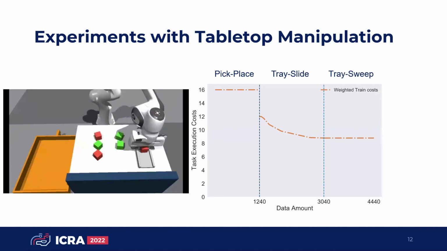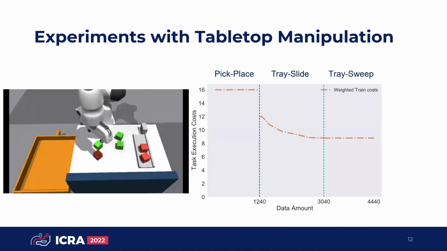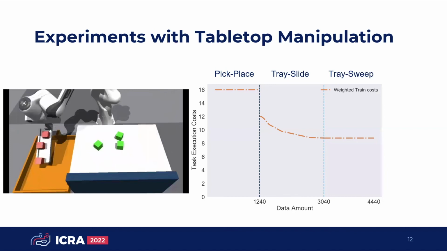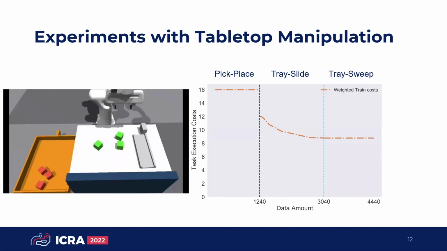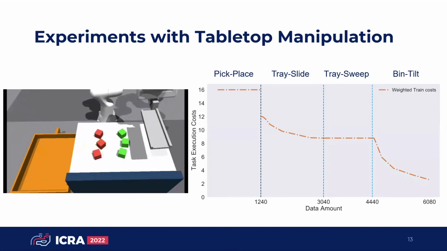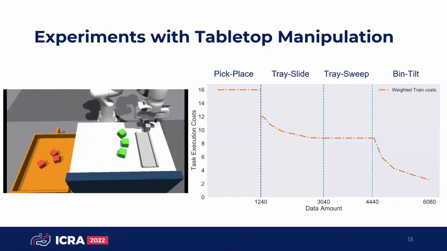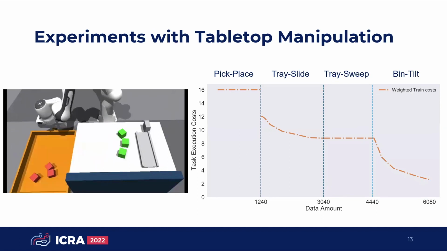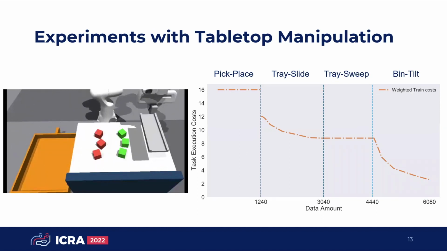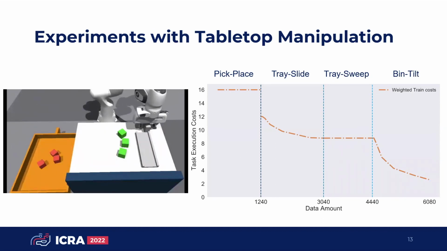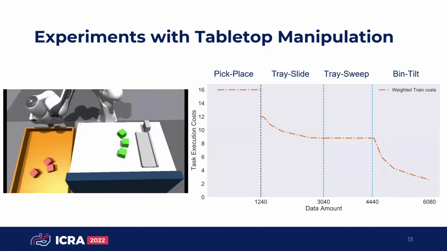We now add the tray sweep skill. However, the skill does not provide any advantage to the existing skills, so the planner avoids using it, and as a result, the execution cost does not decrease. Finally, we add the bin tilt skill. Now the planner can use the tray sweep skill from the previous step to put the blocks in the bin and then directly tilt the bin to complete the task, which leads to a reduced cost as seen in the figure.